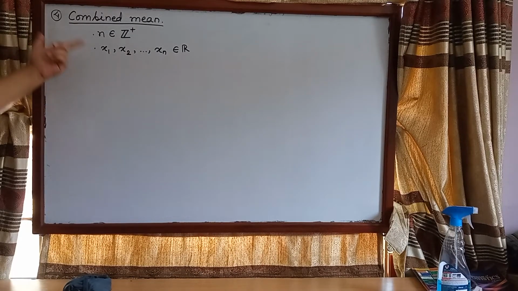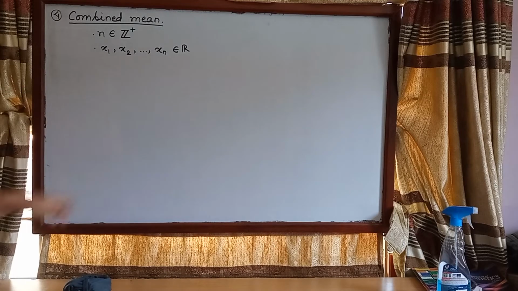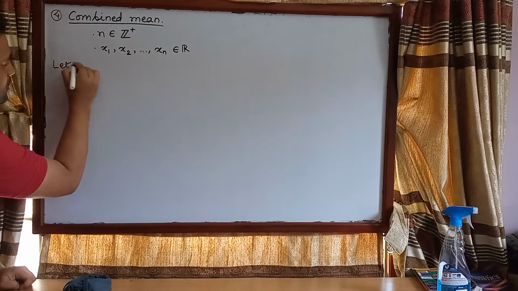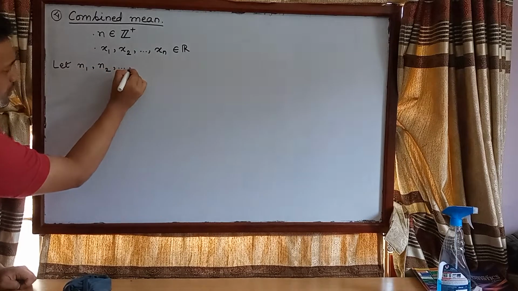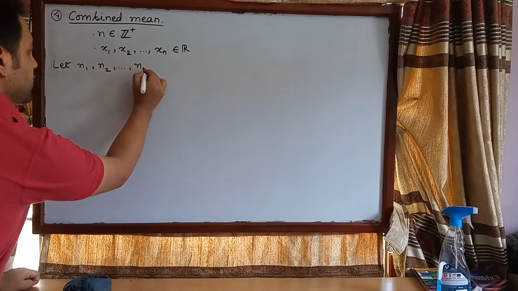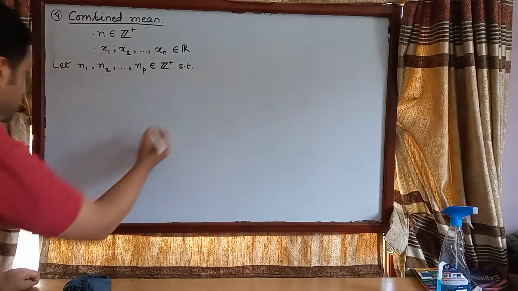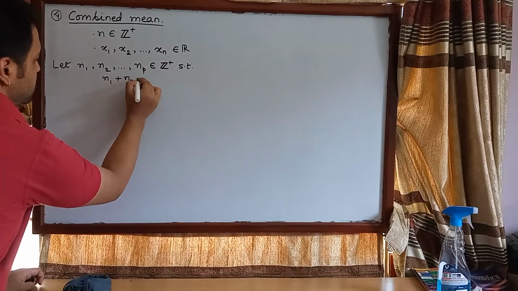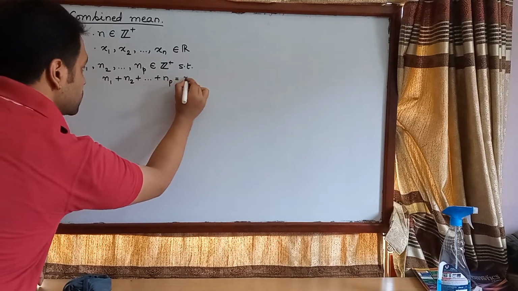Just like in the previous videos, let n be a positive integer, let x1, x2 up to xn be real numbers, and let n1, n2, up to np be positive integers such that n1 plus n2 plus up to np is equal to n.